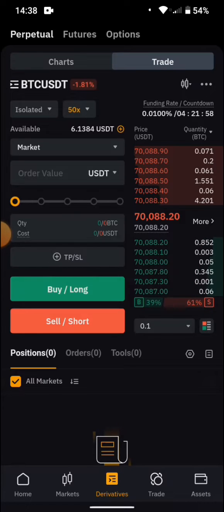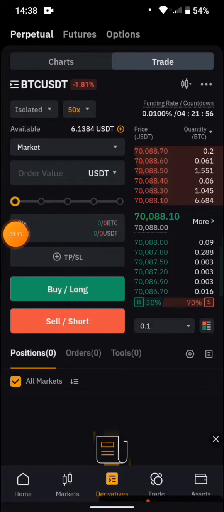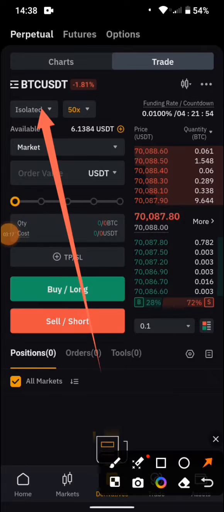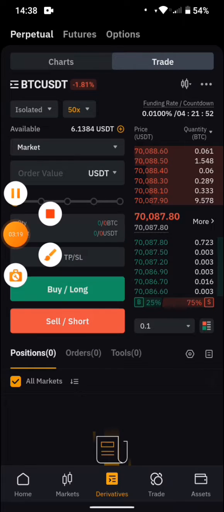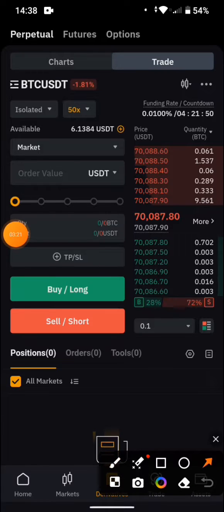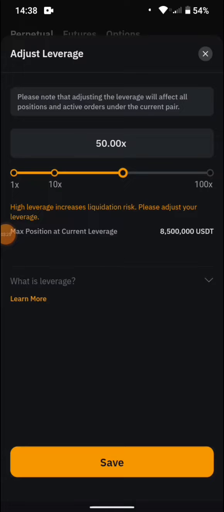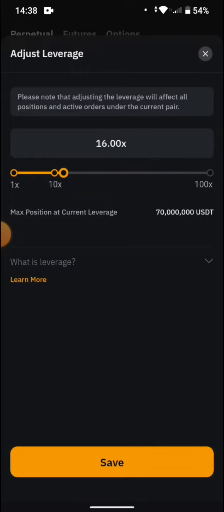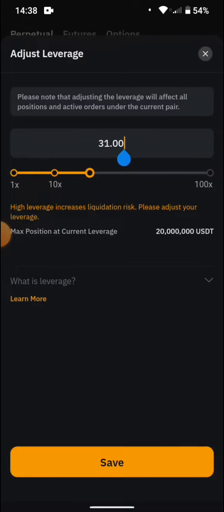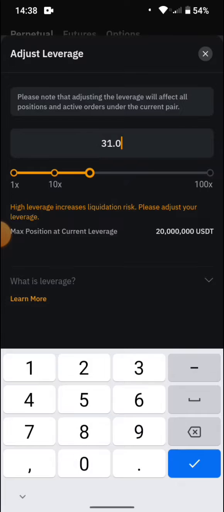So now, what do we mean by isolated? Now we have selected isolated margin, as you are seeing from here. And you want to select your leverage. Leverage is a borrowed fund. Different cryptos have different leverage. For Bitcoin on the Bybit exchange, you can select leverage of 1 to 100. So you can select whatever you want, or you can just enter the amount here.